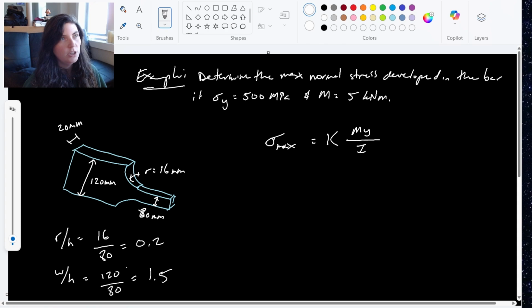1.5. You notice I don't convert the units for these. Since these are just ratios and all my units cancel anyways, I don't bother with converting these into meters. It's going to work out the exact same if you do or if you don't. Doesn't really matter even a little bit. So it's up to you if you want to convert them or not. I don't, since I just want to grab these ratios real quick. So my ratios are 0.2 and 1.5.